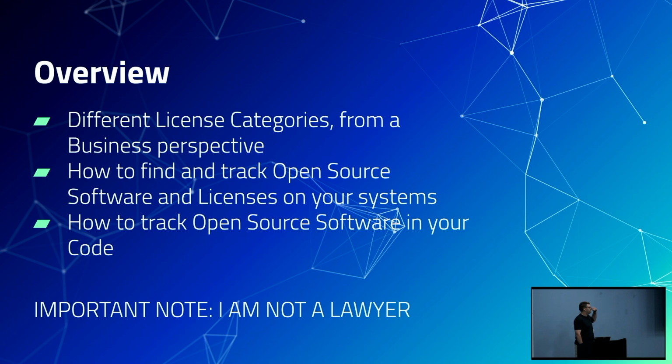So we're going to talk about different license categories, what those mean from a business perspective, not necessarily how the licenses are categorized, but more how businesses tend to categorize those licenses. And then we're going to talk a little bit about how to find and track your open source software inside of your organization, and how to then manage that as you're moving forward.